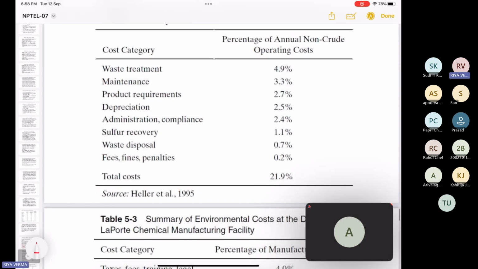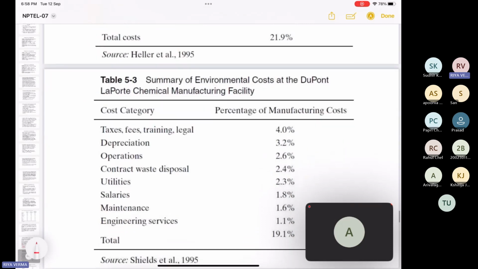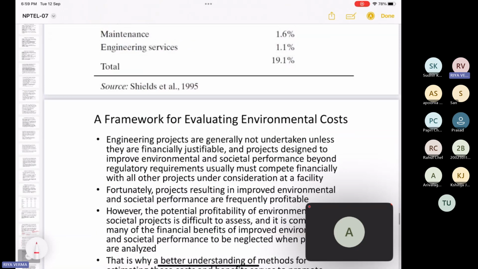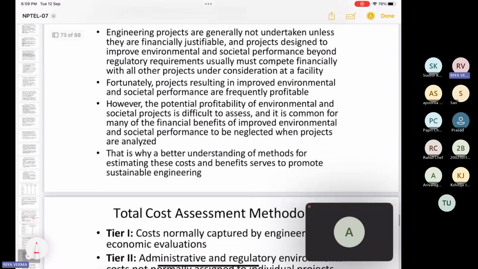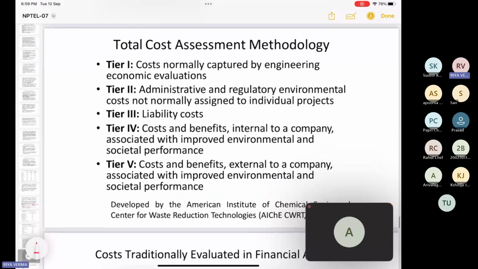So of the total annual non-crude operating costs, 21.9% is spent in all these categories. And this is a summary of the environmental costs at the DuPont Laporte chemical manufacturing facility. And now the total cost assessment methodology.